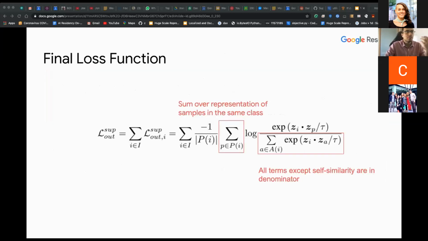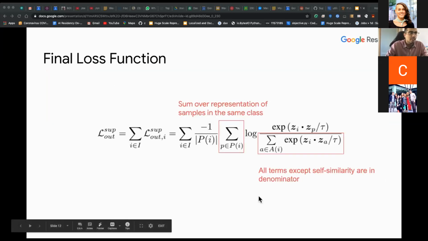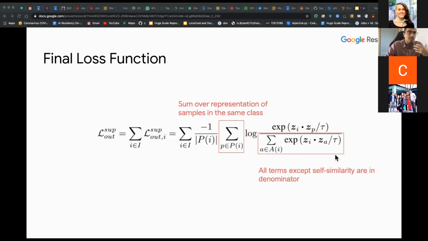So this is the loss function we ended up working with. All the terms except the self similarity are in the denominator, and the numerator has the single term corresponding to the similarity between an anchor and its positive, and then you sum over all the positives.